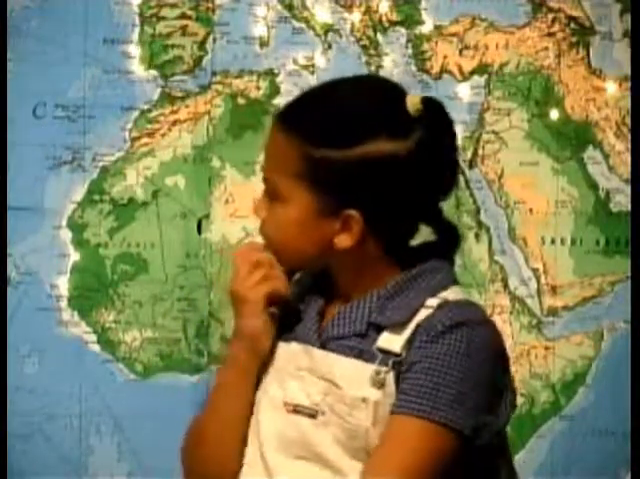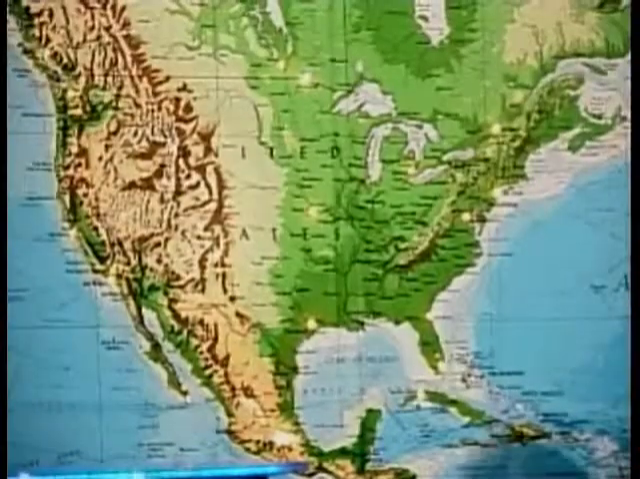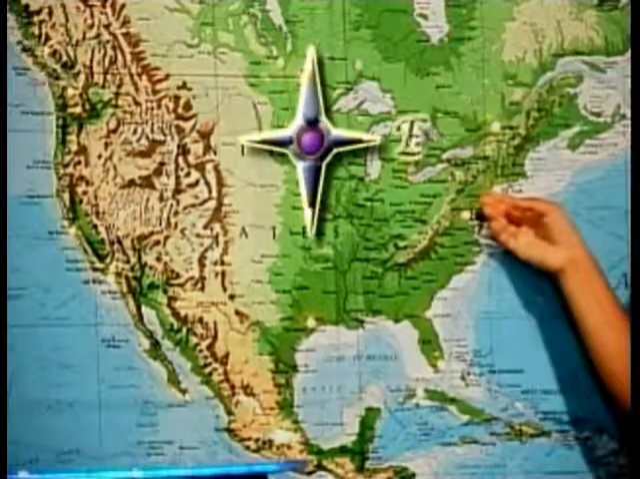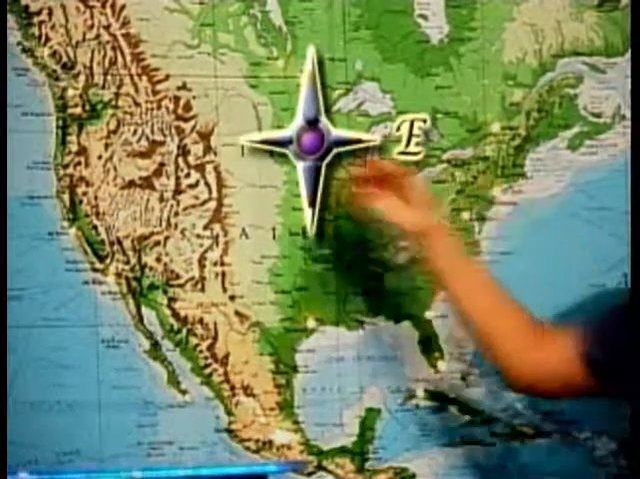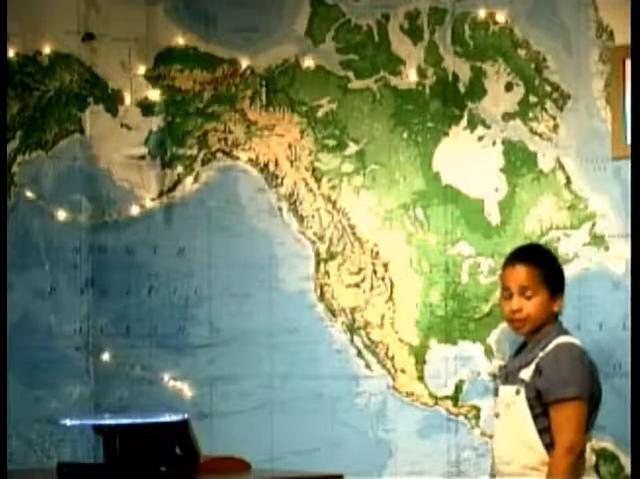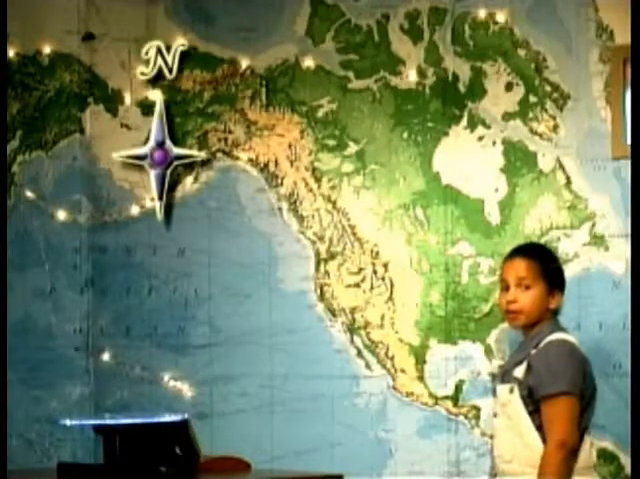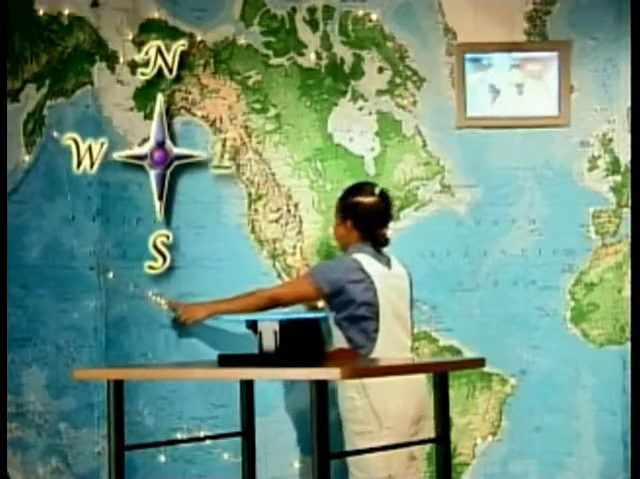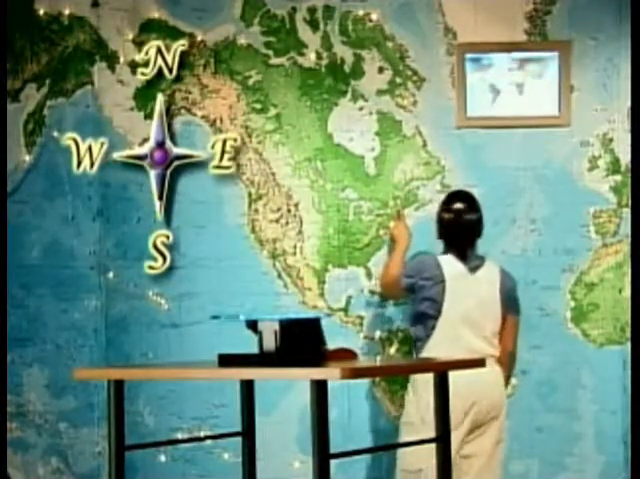If we want to use direction to locate a place, we might say that it is north, south, east, or west of another place. These are cardinal directions. Let's see. Here's Kansas City. New York is east of Kansas City, and San Francisco is west of Kansas City. Out of all the states in America, the state that is farthest north and farthest west is Alaska. The farthest south is Hawaii, and the farthest east is Maine.